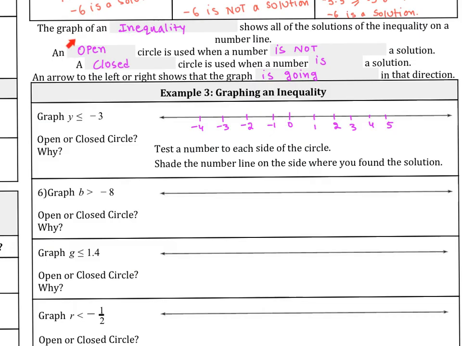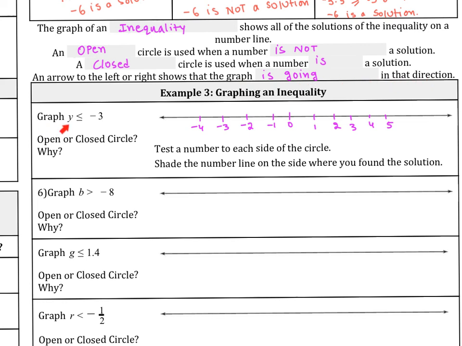So next, the graph of an inequality shows all of the solutions of the inequality on a number line. This is called the real number line, where you have all the negatives with the decimals, and all the positives including decimals. An open circle is used when a number is not a solution. A closed circle is used when a number is a solution. An arrow to the left or right shows that the graph is going in that direction.